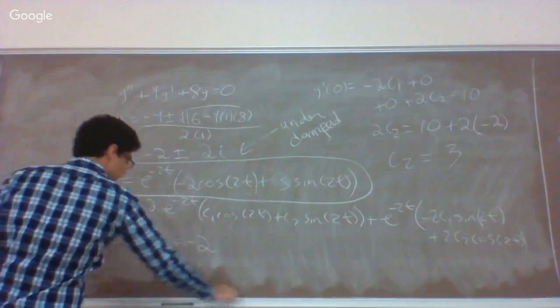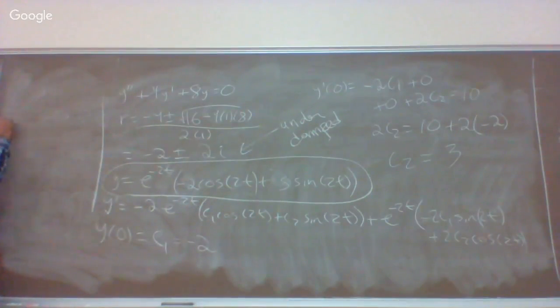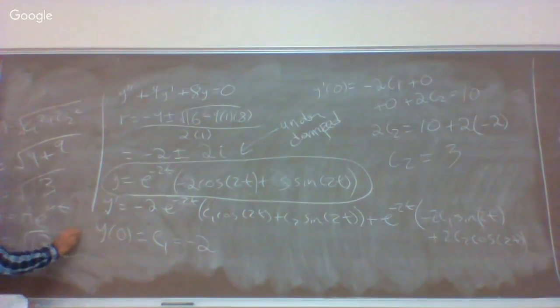They want us to find the damping constant. So A is equal to the square root of c1 squared plus c2 squared. That's equal to the square root of -2 squared is a 4, 3 squared is a 9. So that in the end is the square root of 13. My damping factor is equal to A e to the alpha t, which in this case is square root of 13 times e to the -2t.